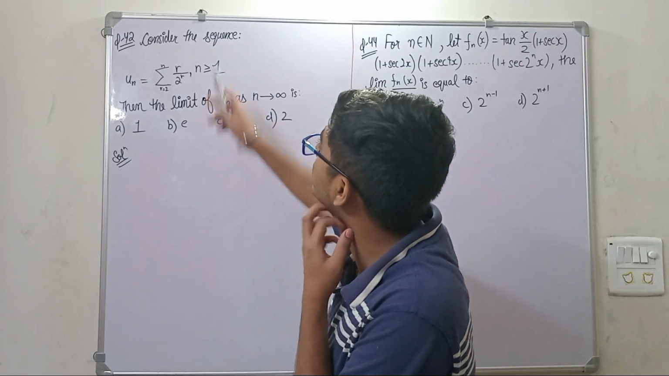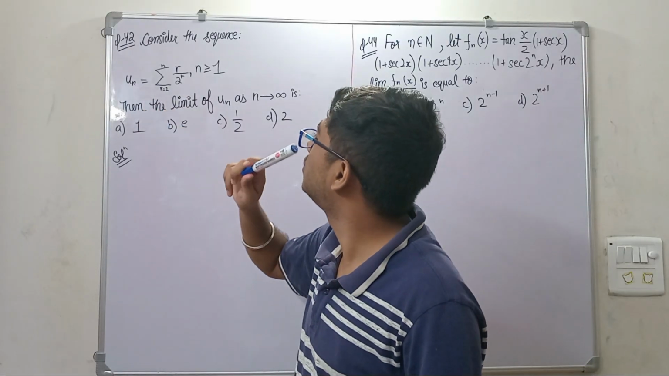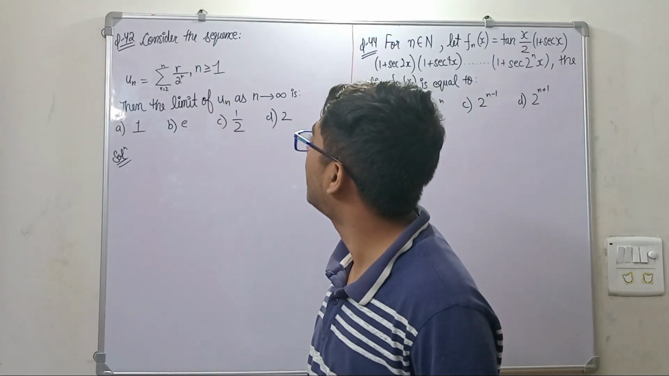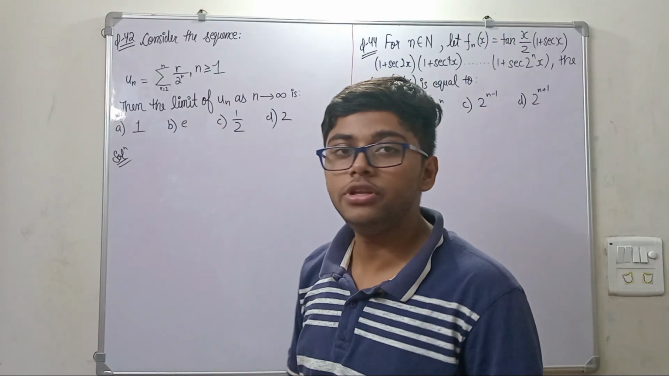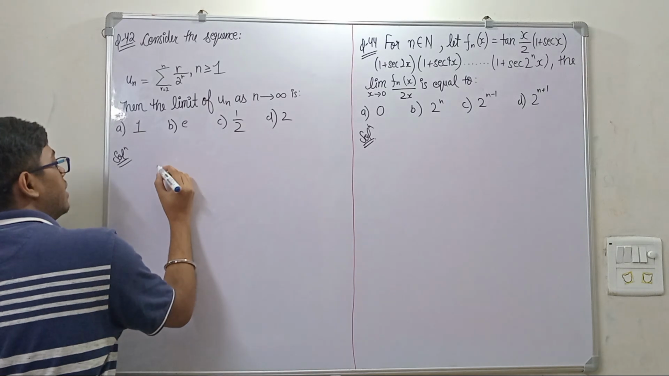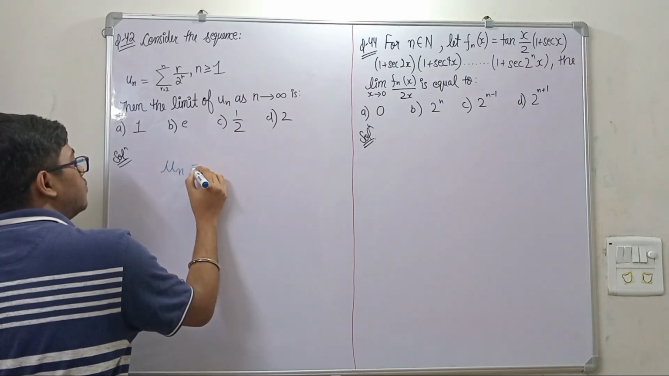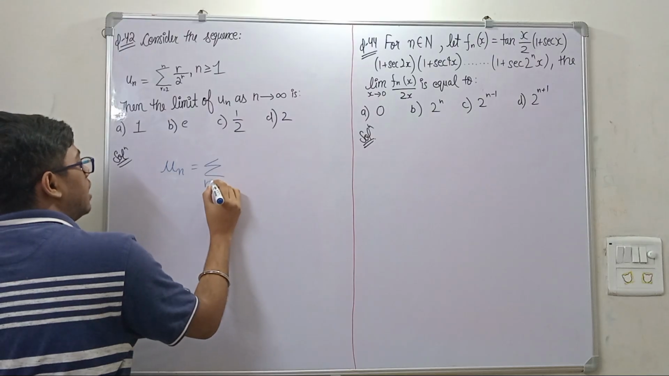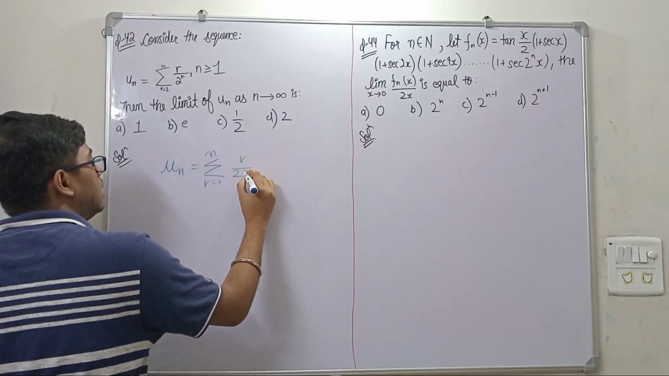Here it is saying, consider the sequence where you have been given u_n equals summation r equals 1 to n of r upon 2 to the power r, where n is greater than or equal to 1. You have to tell the limit of u_n when n tends to infinity. Okay, so see, here it's given u_n is summation r from 1 to n of r upon 2 to the power r.